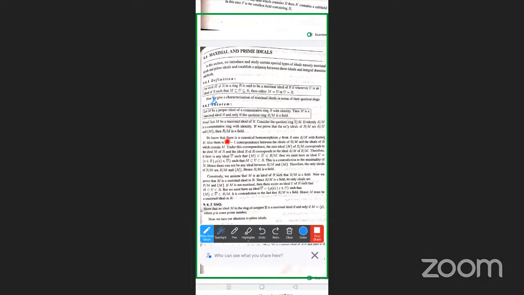So we know that there is a canonical homomorphism pi from R onto R/M with kernel M. Also, there is a 1-1 correspondence between the ideals of R/M and the ideals of R which contain M. So this is the total theoretical part.